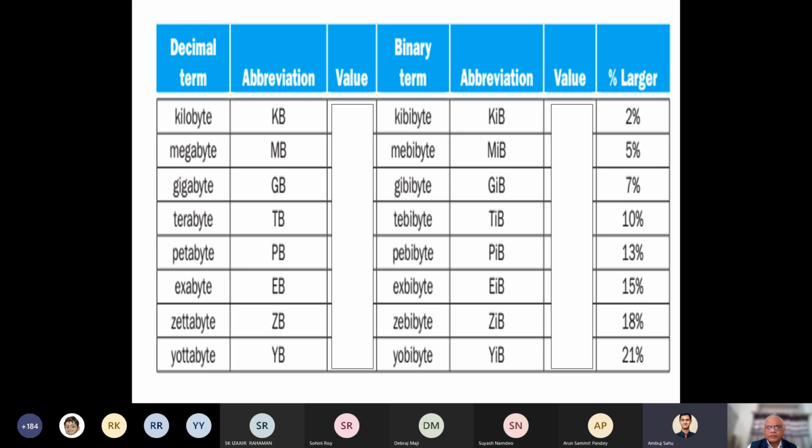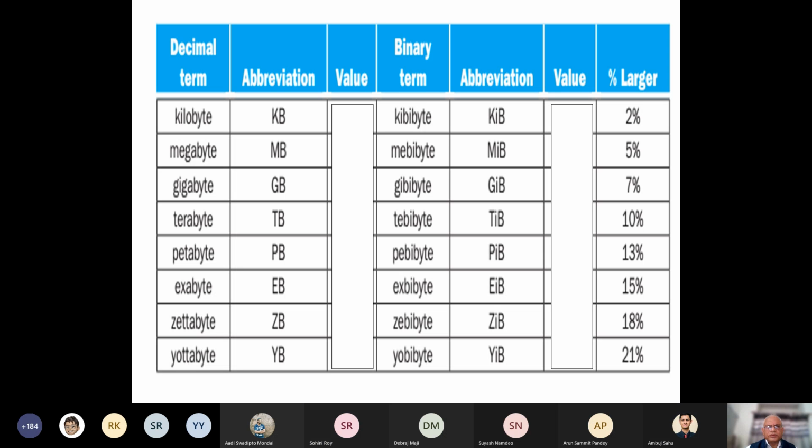1000 tera. 1000 tera. Tell me, 10 to the power how much? 15. 1024. 10 to the power, 2 to the power 10. And how much is a gigabyte? 10 to the power 9. Okay, so more or less, I think everybody knows that.